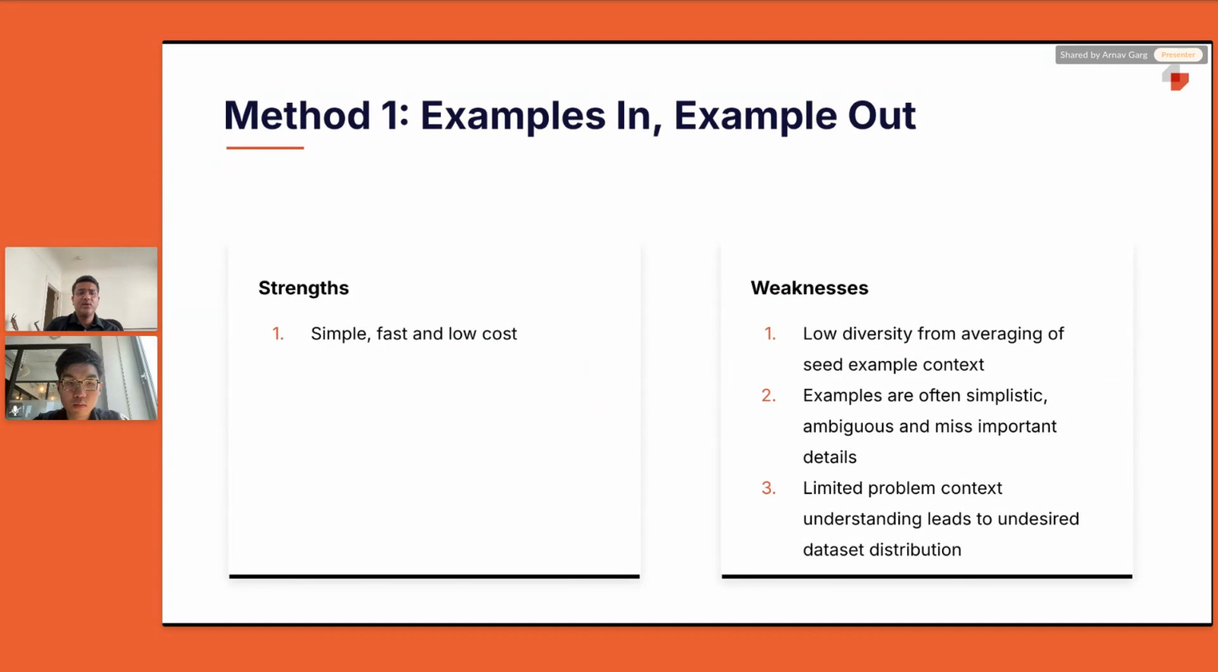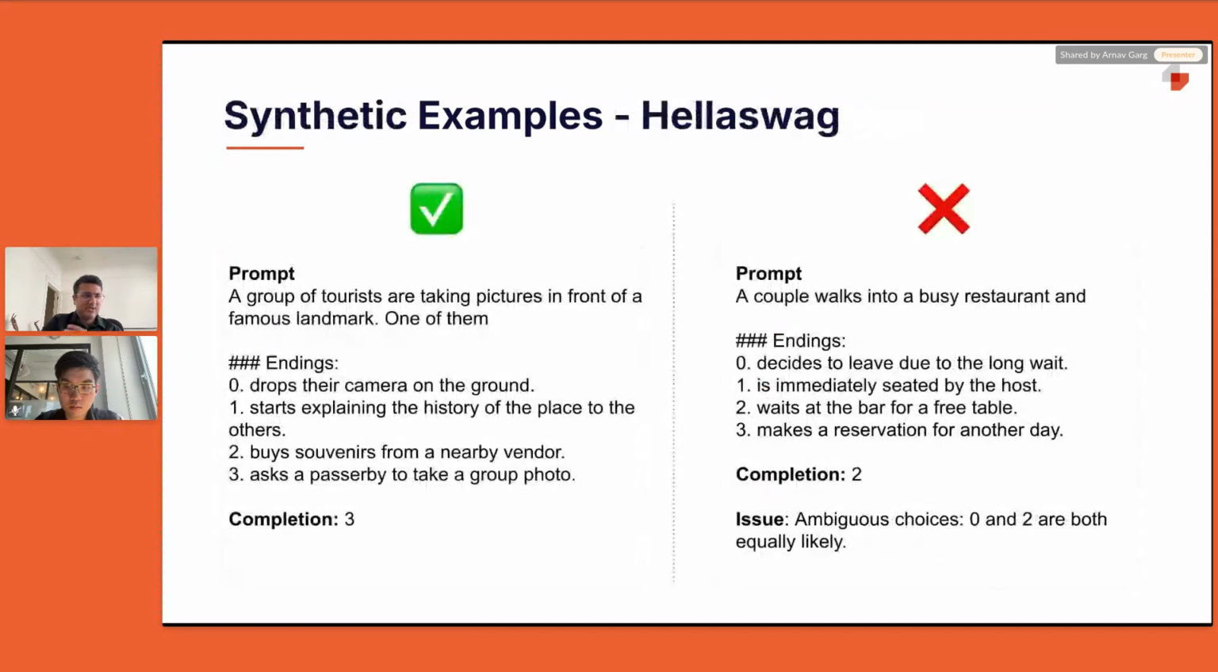Some other weaknesses that we noticed are that while it tends to generally understand the task itself, it often produces very simple examples that can be a bit ambiguous and miss important details. So essentially, even if you were able to create these examples through this algorithm, post fine-tuning, you might find that the model doesn't perform very well on your evaluation set or your golden test set because of the ambiguity or the simpleness of these examples. Just to illustrate what that looks like, I picked some examples from our initial experimentation with this method on the HellaSwag dataset.